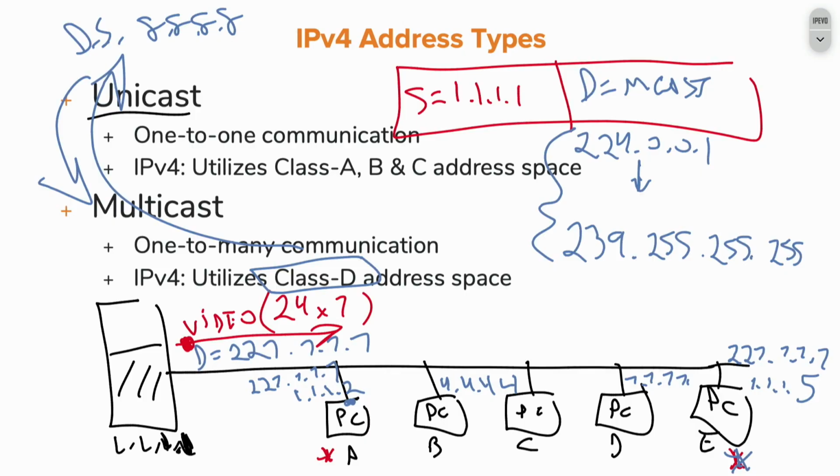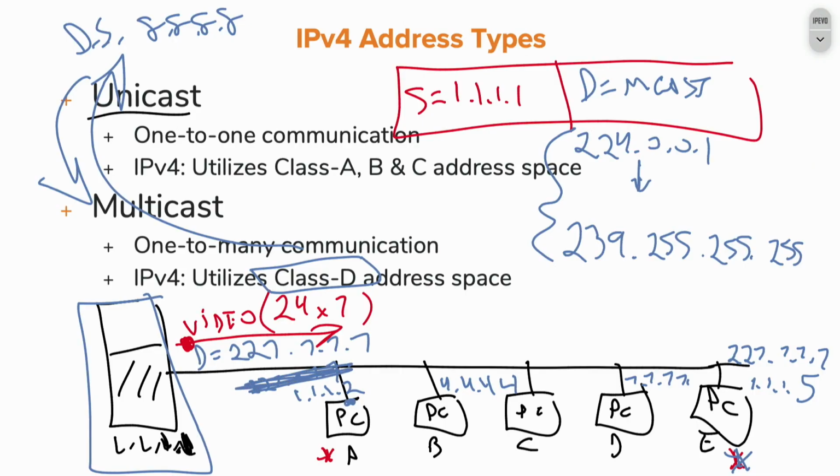This is why we call multicast one-to-many, because it's coming from one multicast source, but any number of arbitrary destinations can view and pick up this packet. They just have to know in advance what the multicast destination address is. Once they know that, they can program their NIC card to listen to that. And then once they're done, if PC A says, okay, I'm done watching the news, time for me to get back to work, he can shut down his multicast application, and now he's no longer listening to 227.7.7.7.